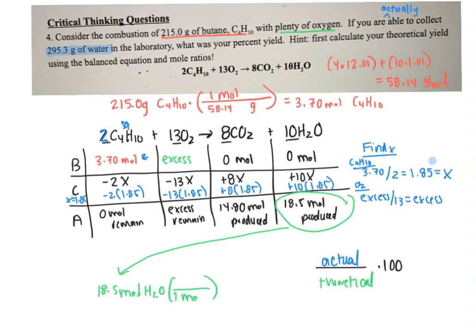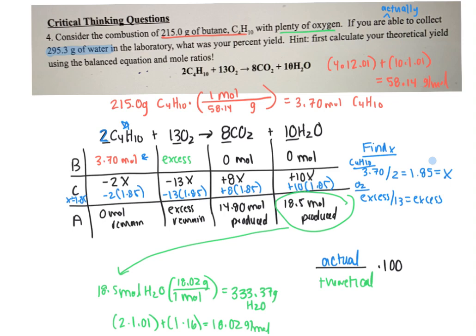So we need the molar mass of water. I got 18.02. Sorry, I forgot my units. Okay, so really we're taking 18.5 moles times 18.02 grams. That's going to give us 333.37 grams H2O produced in theory.